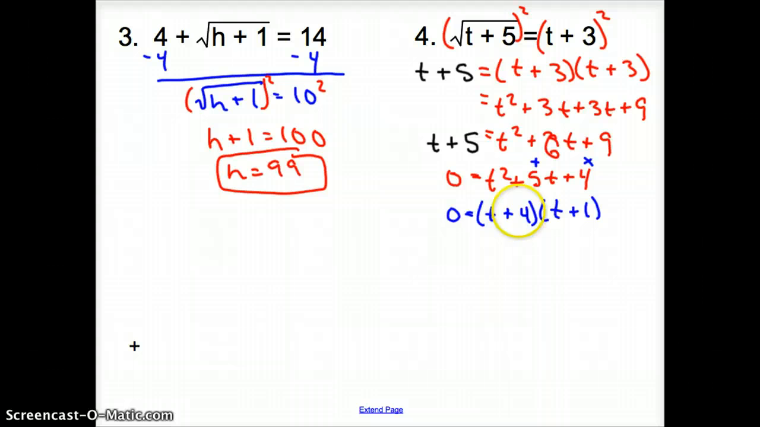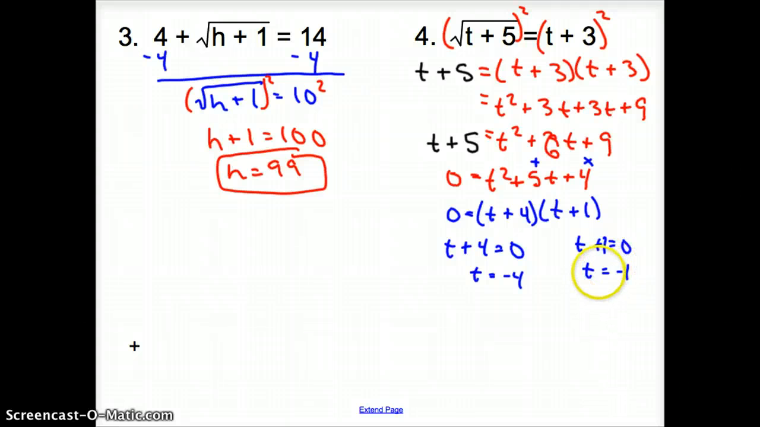Do we remember what to do with these factors? It was a chapter ago where we get t plus 4 equals 0, t plus 1 equals 0. Solving for t, t equals negative 4 here because we subtracted it over. T equals negative 1 here because we subtracted it over again.